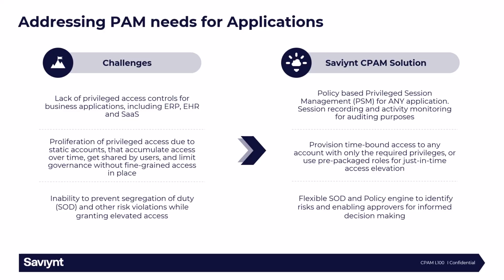The inability to prevent segregation of duty and other risk violations while granting elevated access can be a challenge. However, the Saviynt PAM solution offers flexible segregation of duties and a policy engine that identifies risks and enables approvers to make informed decisions.